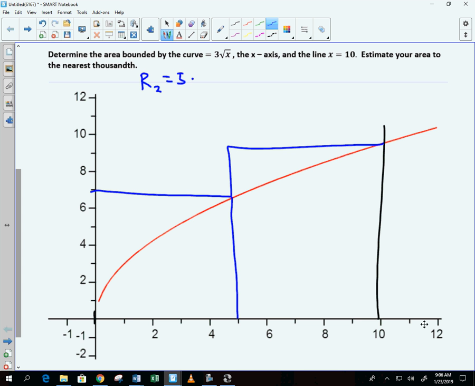It's f of x. I would take what and plug it into the function? 5, and you would get 3 roots of 5. Does everybody agree? So I would take 5 times 3 roots of 5. Plus 5 times, what do I plug in next? 3 roots of 10.